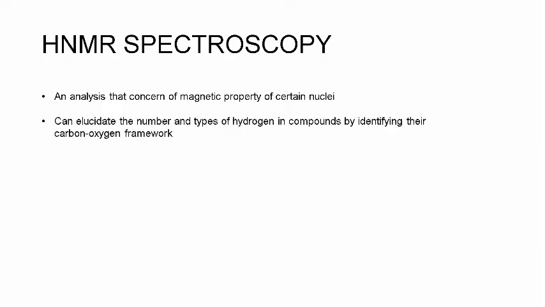Next is NMR spectroscopy. It is an analysis that concerns the magnetic property of certain nuclei, in this case hydrogen. It can be used to elucidate the number and types of hydrogen in a compound by identifying their carbon-hydrogen framework.